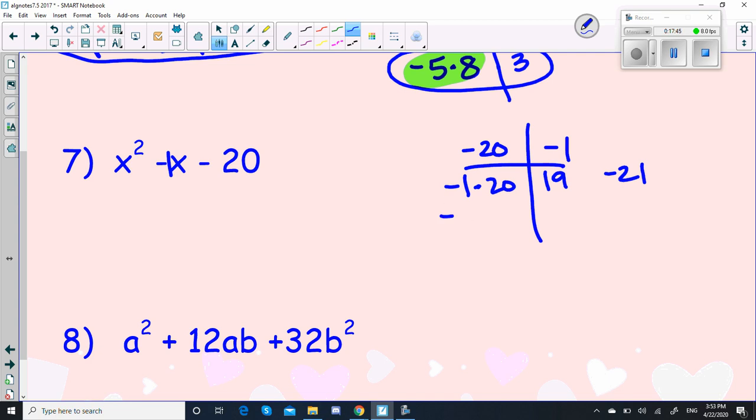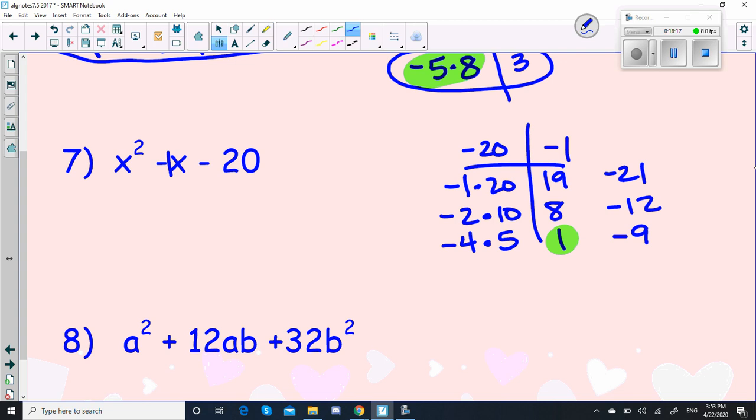Let's try 2. Negative 2 times 10. If I add them, it's 8. If I subtract them, it's negative 12. I'm getting closer, but I'm still not there because I don't have a negative 1 over here on the right. 3 does not evenly divide into 20. Let's try 4. Negative 4 times 5. Well, if I add them, I get 1. Look how close I am. And if I subtract them, I get negative 9. Do you see how close that is? It's a positive 1 rather than a negative 1.